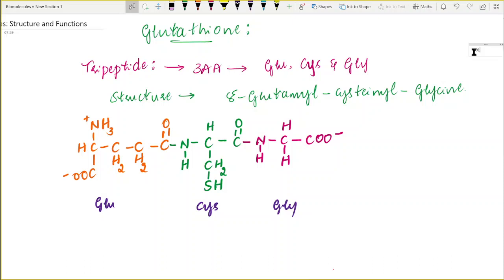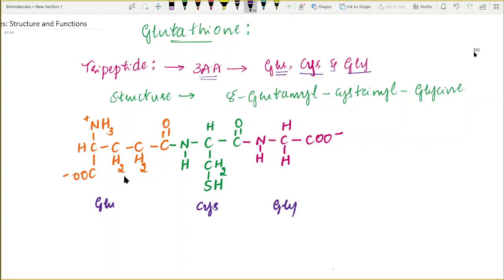Students, in this session, I'm going to explain to you the structure and functions of glutathione. Glutathione is a tripeptide, meaning it's made up of three amino acids. The amino acids present in glutathione are glutamate, cysteine, and glycine. The sequence of these amino acids: we can remember the structure of glutathione as gamma glutamyl cystinyl glycine. Okay, glutathione is nothing but gamma glutamyl cystinyl glycine.